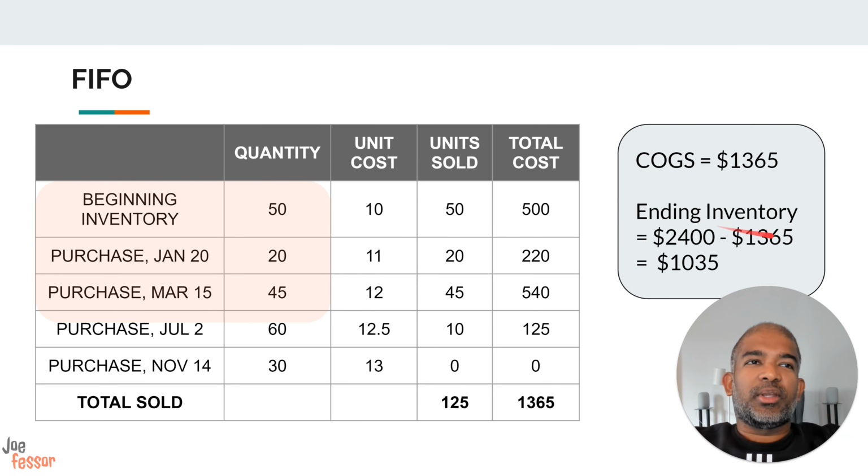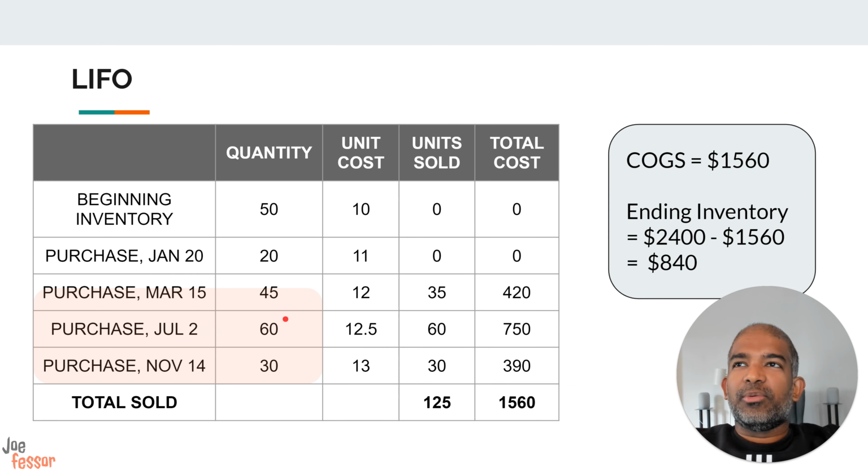Okay, that has been shown here. $2,400, your goods available for sale, minus your cost of goods sold should give your ending inventory valuation. Under LIFO methodology, we do the same, but we start from the last purchase. So let's look at the calculations using LIFO methodology.